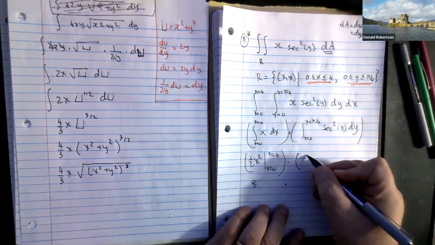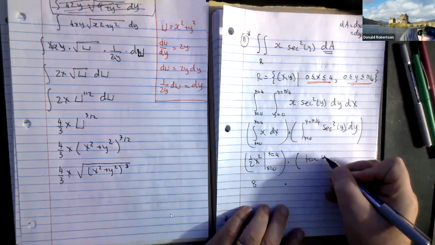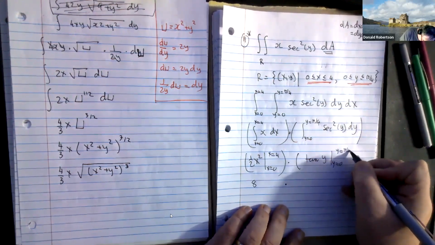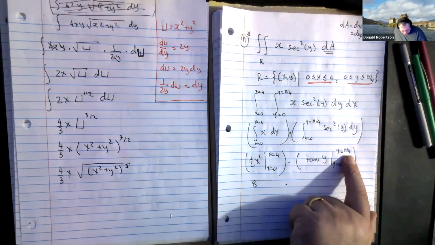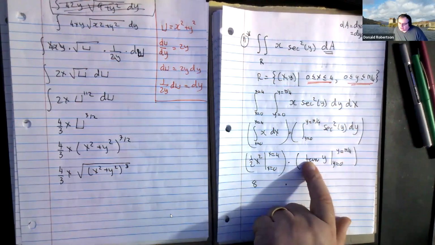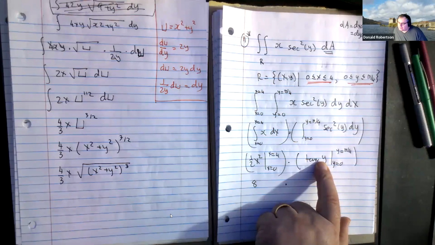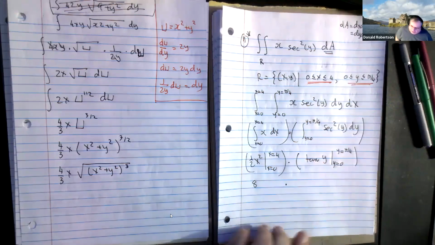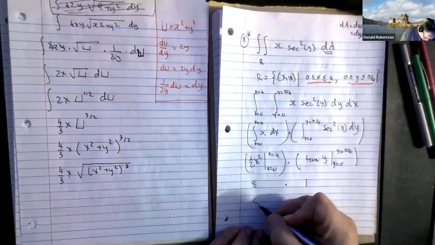So you're going to be doing the tangent of y from y equals 0 to y equals pi upon 4. And to save some room here, I'm doing this in my head. The tangent of pi upon 4 is 1. And if you look up your unit circle or whatever, you'll get that. And the tangent of 0 is still 0. So basically that gets you 1, so the whole answer is 8.